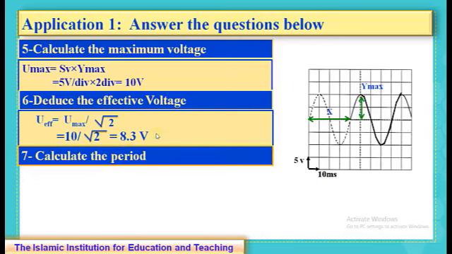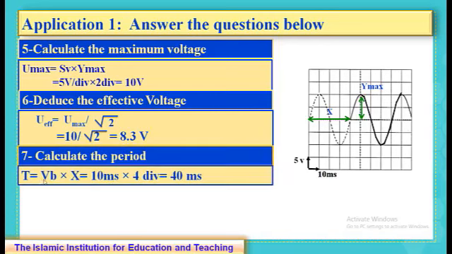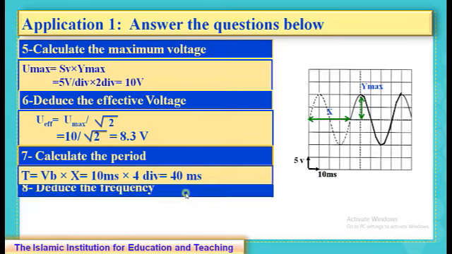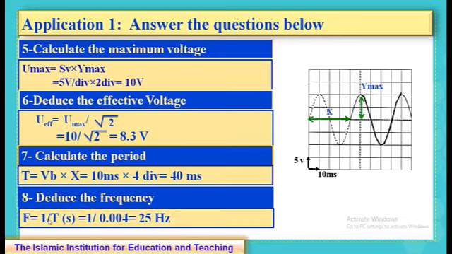Now we have to calculate the period. Period T is equal to VB times X. This is the VB, 10 millisecond per division, and X is 4 divisions. It gives us 40 millisecond. And finally, we have to deduce the frequency. The frequency F is equal to 1 over period under the condition that the period must be in seconds. So it is equal to 1 over 0.04 seconds. It gives us 25 Hertz.